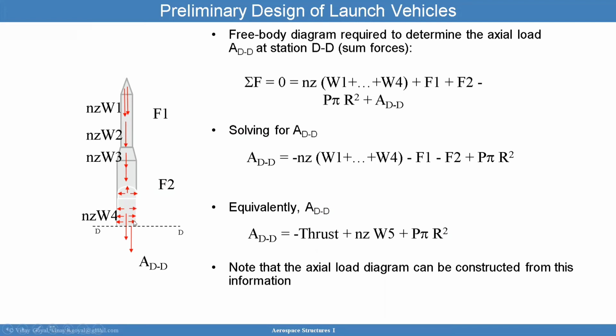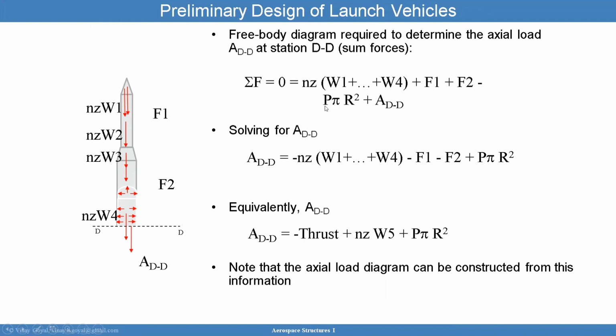So assume that the whole thing has uniform pressure, which is not true, but just assume for a second. Then the cut at DD is basically Nz times W1 plus all the way to W4, plus F1 plus F2, minus P times pi r squared, which is the projected area of this dome. Notice how that pressure inside is reacting against this dome. And so that's why you get a force that has to get reacted this way.